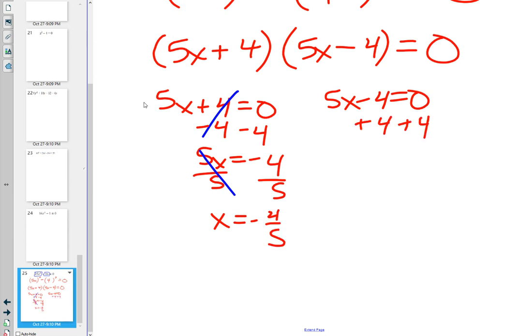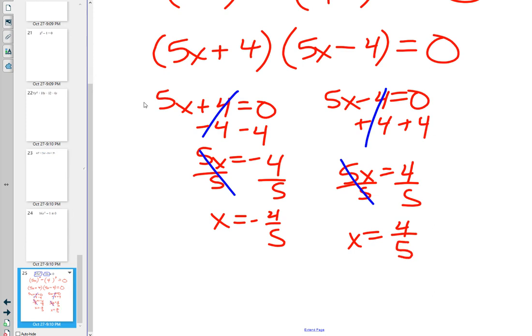Plus 4, 5x is equal to 4, divided by 5, equals 4 over 5. I know what that is. Yeah. But then we got a 2.